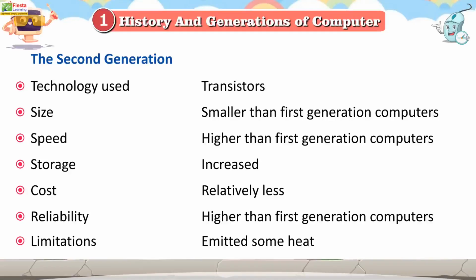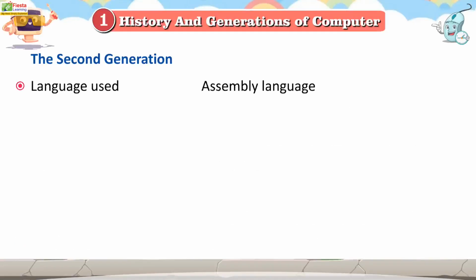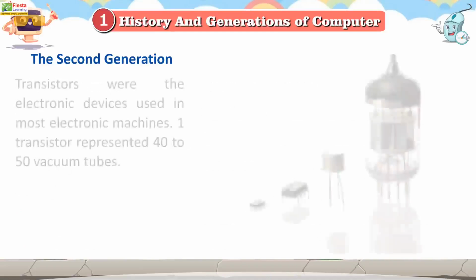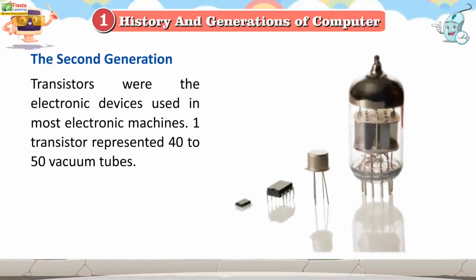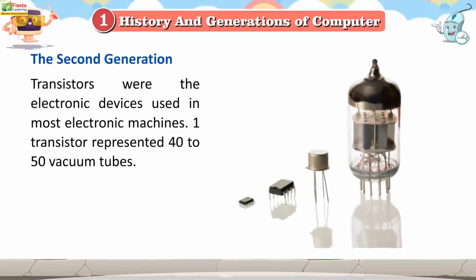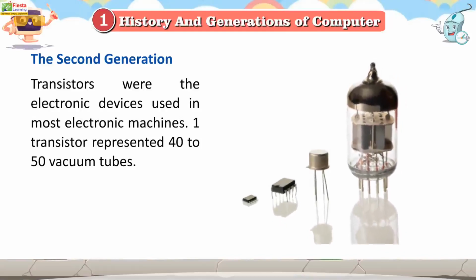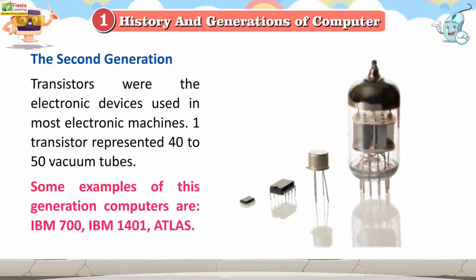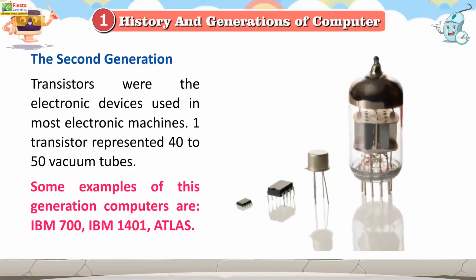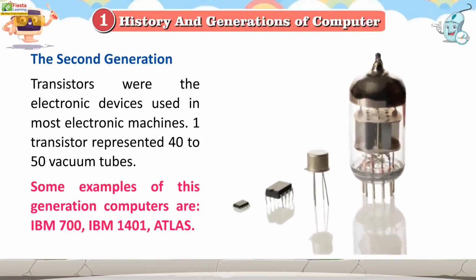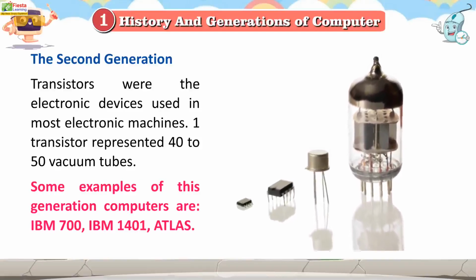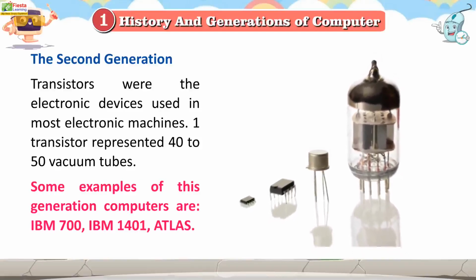Limitations: emitted some heat. Language used: assembly language. Time period: 1959 to 1960. Transistors were the electronic devices used in most electronic machines. One transistor could represent 40 to 50 vacuum tubes. Some examples of this generation computers are IBM 700, IBM 1401, Atlas.